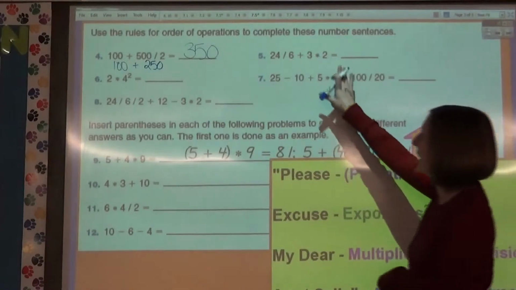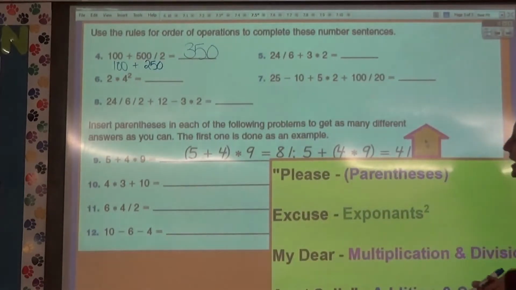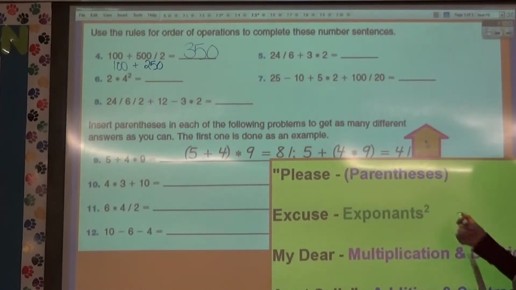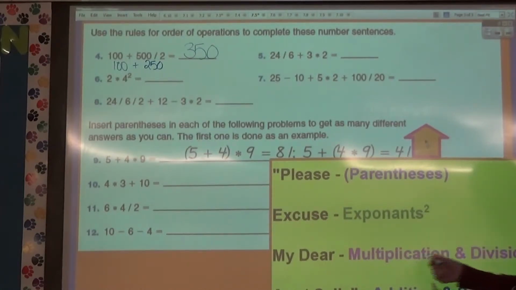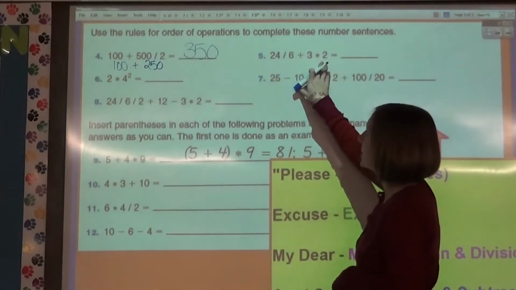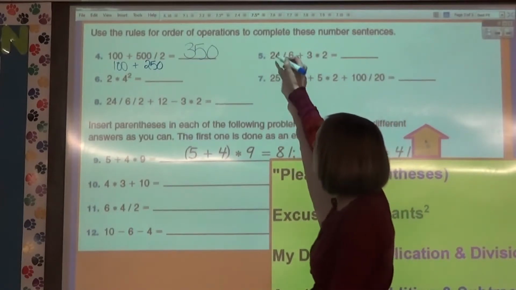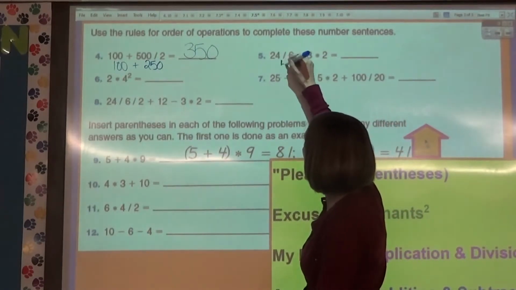Let's take a look at this one next, number 5. Again, we don't have any parentheses, we don't have any exponents, but we do have some multiplication and division. We've got a couple of them in here. We start with division here and then multiplication. So let's go ahead and work from left to right. 24 divided by 6 is 4.